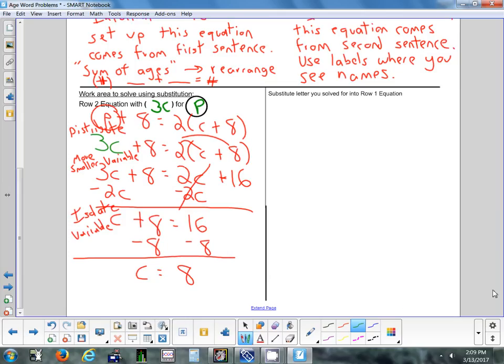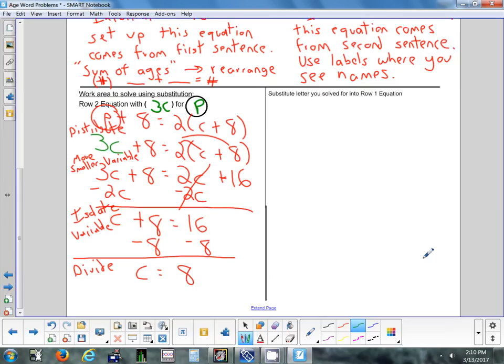I don't have to do the last step here, but what is my last step normally? Divide. I would divide. How come I don't have to divide here? Yeah, there's no number with the C. I know some of you may have 1C and divide by 1. You're still going to get the same answer. That's done. This side's done. Whose age did I just solve? So I got C equals 8.